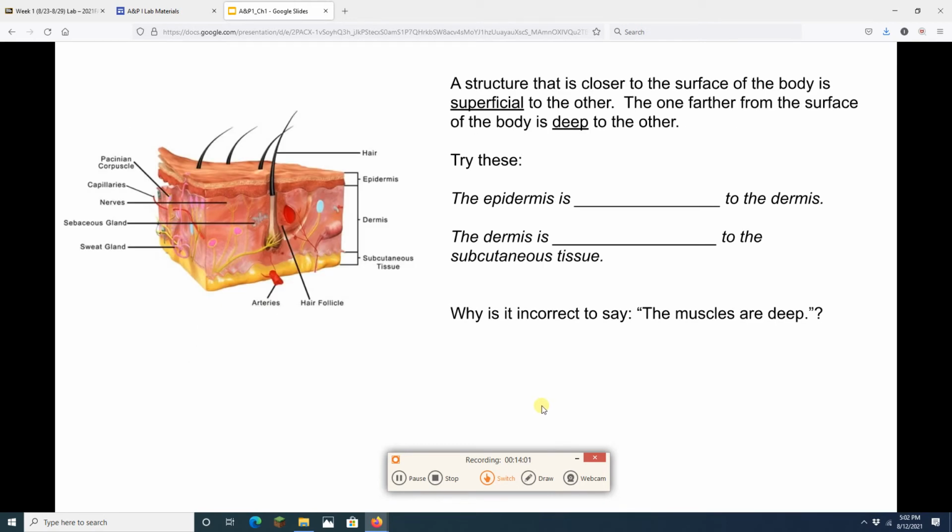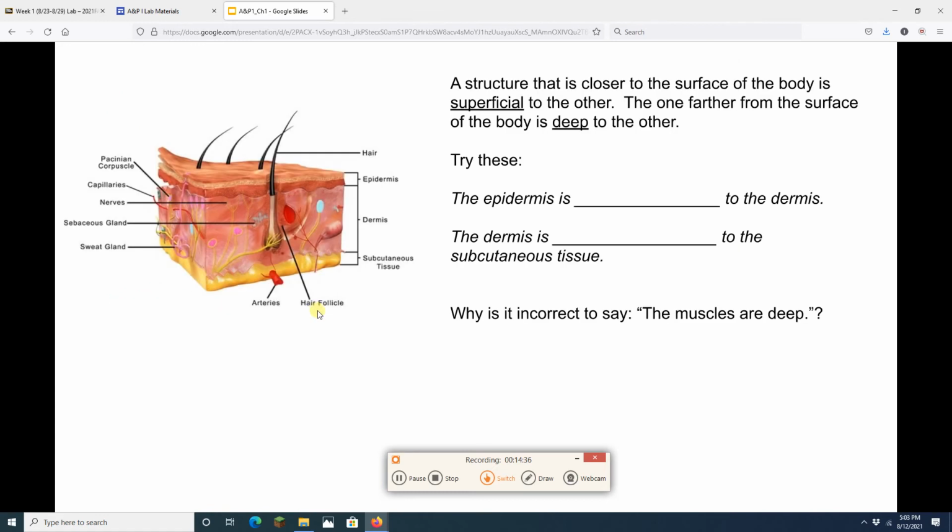A couple more, guys. A structure that's closer to the surface of the body is superficial to another one, okay? The one farther from the surface is deep to the other one. So if you look at my skin section I've got here, got some hair, got a layer of the skin called the epidermis, another layer called the dermis, then a fatty layer called the subcutaneous tissue. Now, let's check it out here. The epidermis, there it is.